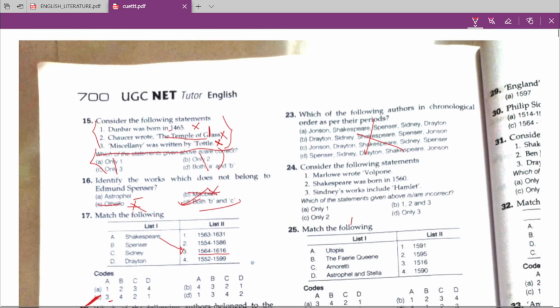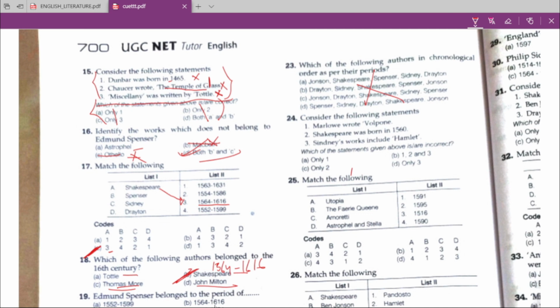This is unnecessary. 24. Consider the following statements. Marlowe wrote Holophony: false. Shakespeare was born in 1560: false. Sidney's works include Hamlet: false. So all the statements are incorrect. Which are incorrect? 1, 2, 3 are incorrect.